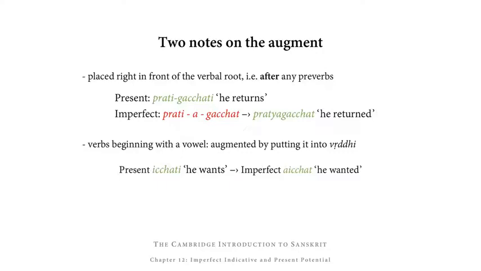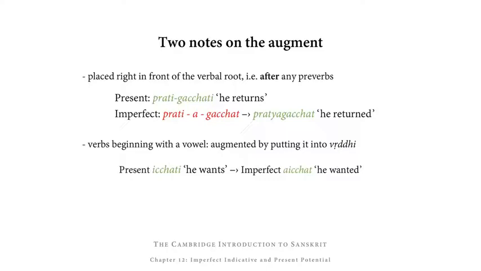Finally, two notes on the augment. Now the augment, the a that is added at the beginning of an imperfect form to mark this form as referring to the past, is placed not at the beginning of the word as a whole, but right in front of the verbal root, meaning that if there are any preverbs, this augment comes after the preverbs. So, for example, present prati gacchati, he returns, gives us an imperfect prati a gachat, that then sandhis into pratya gachat. Again, if you know Greek, then yes, this is exactly the same as would be happening in Greek.